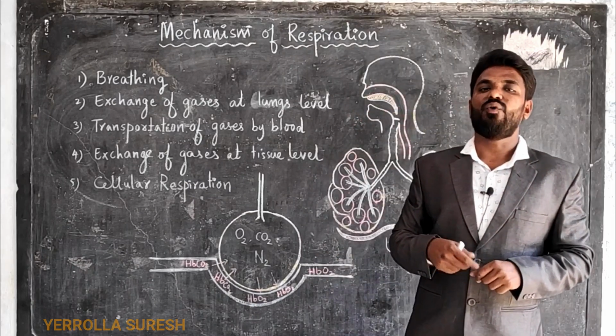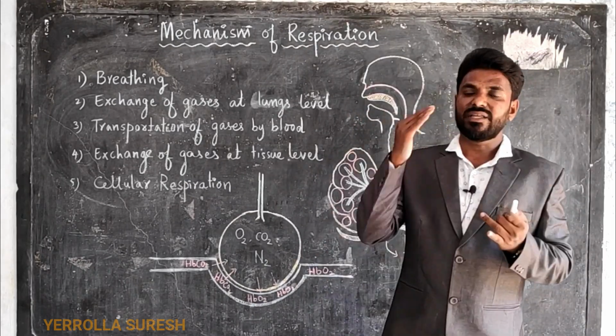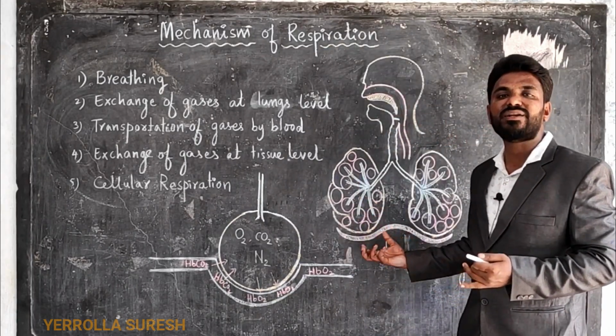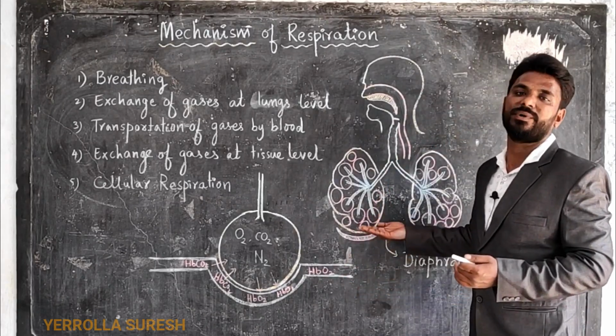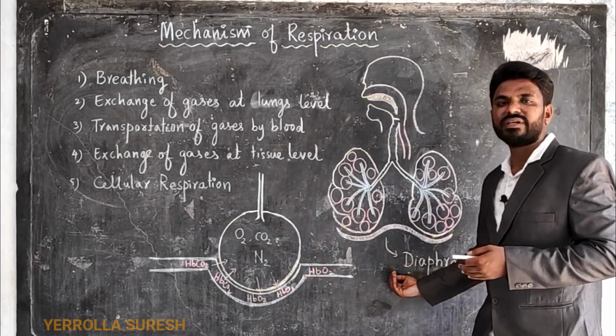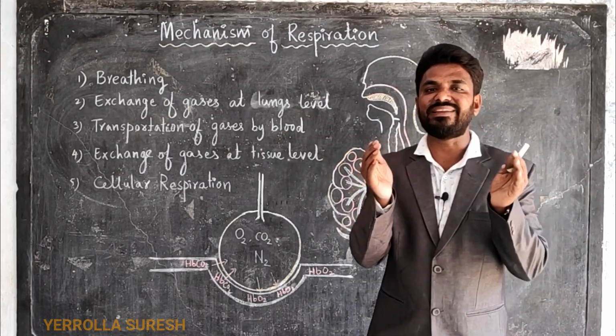And again, what happens at the time of exhalation? During exhalation, the ribs move backward and the diaphragm comes back to normal position. The diaphragm relaxes. That means it is pushed up, so the ribs are moving backward and the diaphragm is pushed up. So what happens? The volume of the chest cavity decreases.